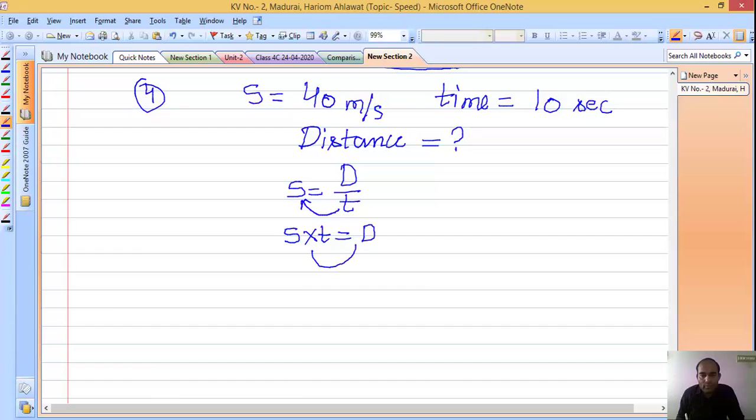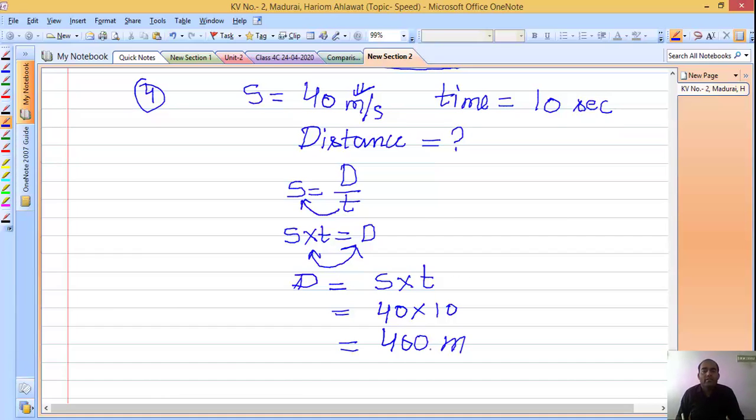Now I will interchange both of them. This side will go this side, this side will go this side. So distance equal to speed into time. What is the speed? 40. What is the time? 10. Means 400 meter or kilometer? Meter, because here what is given? Meter. So 400 meter. This is the answer. Distance equal to 400 meter.